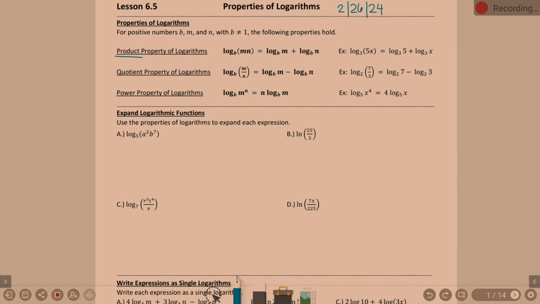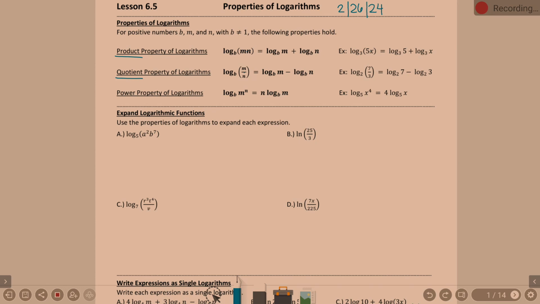Just like you have a product property, you of course have a quotient property. So this is division within a log. If there's division within a log, it can be broken up into 2 logs being subtracted. So there you have log of m divided by n, and that can be log of m minus log of n, and again, keeping the same base. So the example here, log base 2 of 7/3 is the same as saying log base 2 of 7 minus log base 2 of 3.